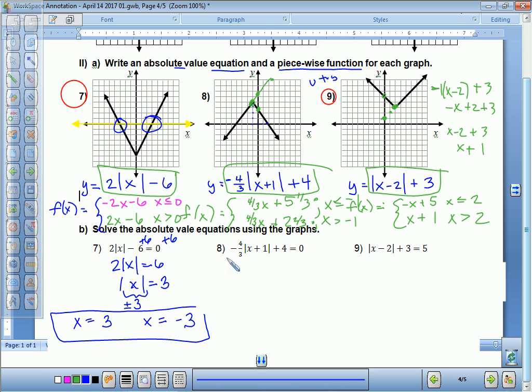Okay, let's do number 8 together. I have to isolate the absolute value. So I get -4/3 times the absolute value of x plus 1 equals -4. Luckily, for this problem, when I multiply by the reciprocal right here, this is now going to become a positive value. So it is actually possible. So I get the absolute value of x plus 1 equals 3.